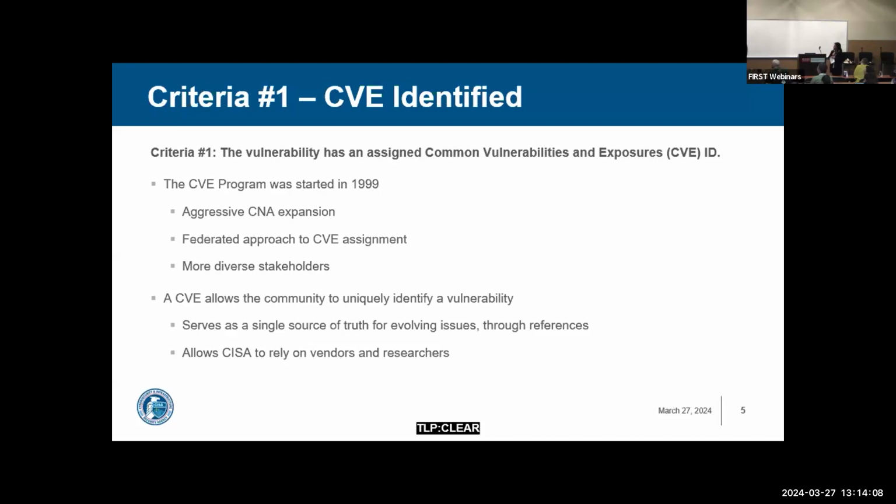Criteria, thank you so much. Criteria number 1, CVE is identified. You would think this would be the easiest criteria to pass or fail on. Is there a CVE? Yes? Okay, well, maybe it goes on the KEV. Is there not a CVE? Call me when there is one. Turns out it's sometimes not that easy, right?